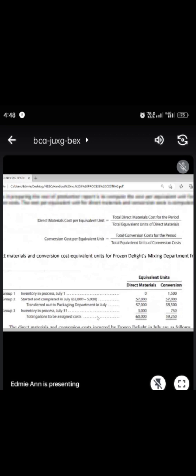So let's proceed to step number 3. Determine the cost per equivalent unit. So guys, we already grouped the whole units, where the beginning inventory, ending inventory, and those started and completed. We also determined the EUP, the equivalent units of production, for direct materials and for conversion cost.